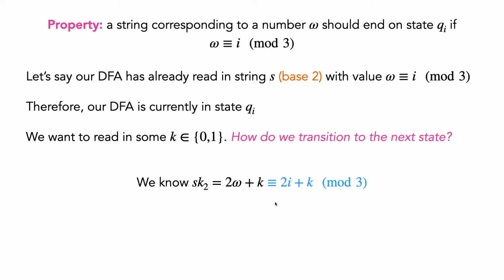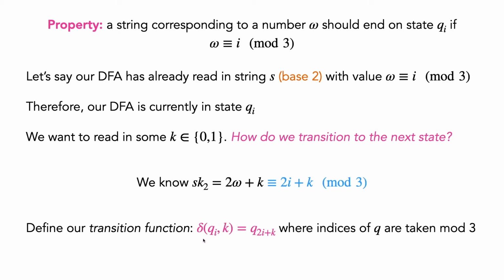So now we have some rule to change the mod of a string s after we read in some k. And this is really exciting because we can directly write out our transition function, given some state q of i and some character k. All we need to do is take 2i plus k, interpret it mod 3 since you only have q0, q1, q2, and then transition to that state. And because we know that 2i plus k does the correct thing to our mod given some character k, we can say that this transition function is probably correct. If you want to formalize this, you can of course use induction and prove this property entirely rigorously by inducting on the length of the string.